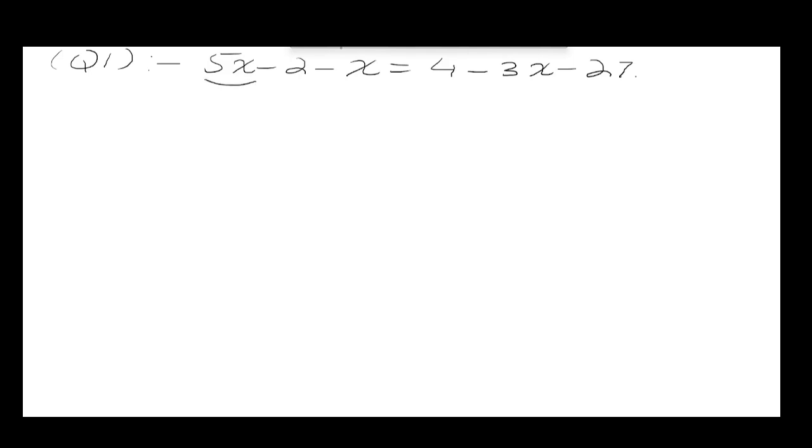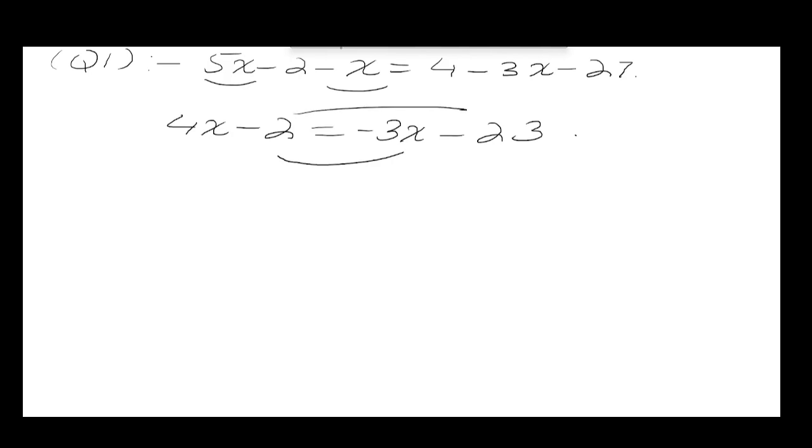Here we have 5x being subtracted with x. So that results in 4x, and then negative 2 will just be written as the same. Then we have 4 subtracted from 27. So that gives us 23, but not positive 23. We will have negative 23. So we can write negative 3x first and then negative 23. Now what will happen is that this negative 3x will go to the left and the negative 2 will go to the right. So the sign will change.